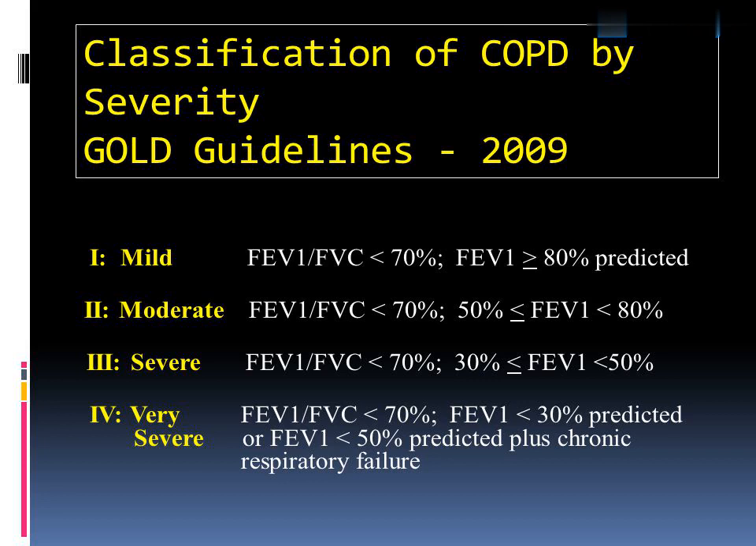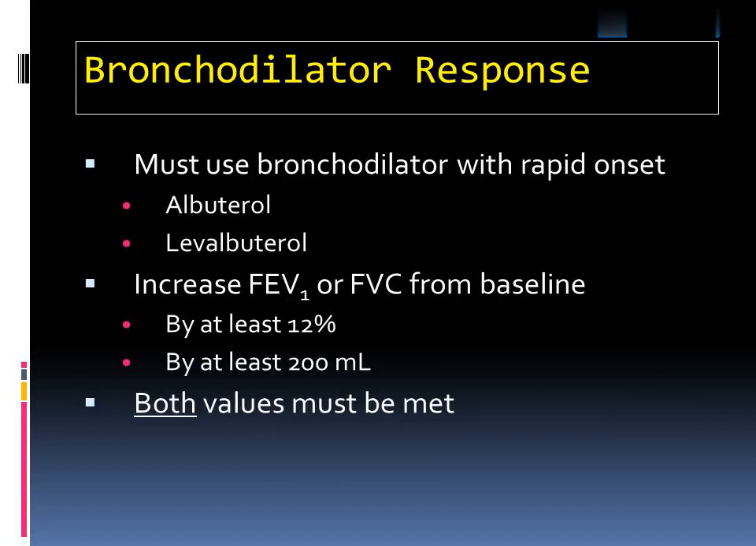1. Mild: FEV1/FVC less than 70%, FEV1 greater than 80% predicted. 2. Moderate: FEV1/FVC less than 70%, 50% less than FEV1 less than 80%. 3. Severe: FEV1/FVC less than 70%, 30% less than FEV1 less than 50%. 4. Very severe: FEV1/FVC less than 70%, FEV1 less than 30% predicted, or FEV1 less than 50% predicted plus chronic respiratory failure. Bronchodilator response.